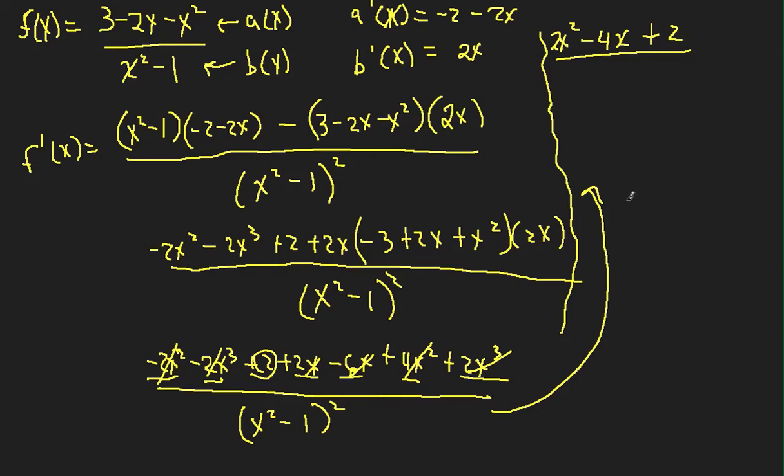Now, we still have to bring this x squared under here, right? We're not done with this. And like I said, I really don't mind. You don't have to expand the bottom, the denominator. I'm fine with this answer. So we're given that this is equal to f prime of x, which is 2x squared minus 4x plus 2 all divided by x squared minus 1 squared.